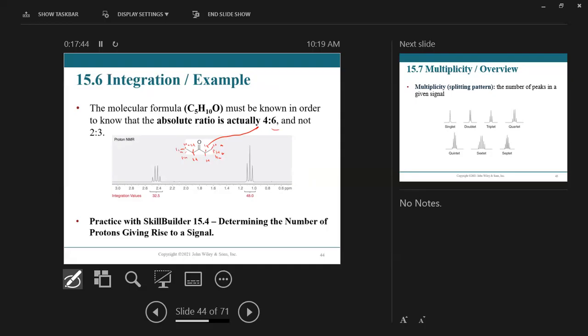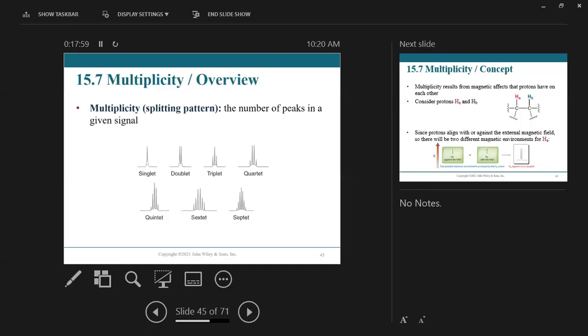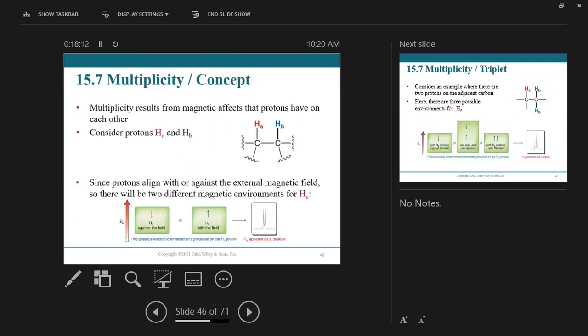So this one sees 4 over here. So this is more likely this one. This one, the triplet. So this is probably this one. So multiplicity is a splitting pattern, the number of peaks in a given signal. Sometimes you'll have singlets, doublets, triplets, quartets, quintets, sextets, and septets. It's just a splitting pattern.